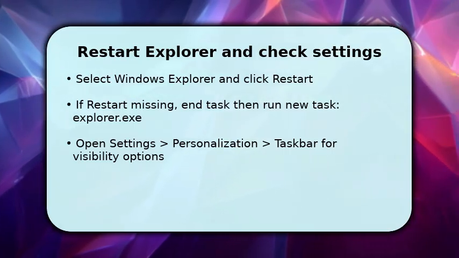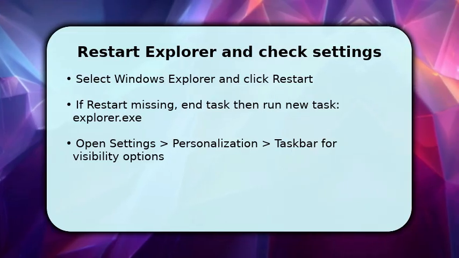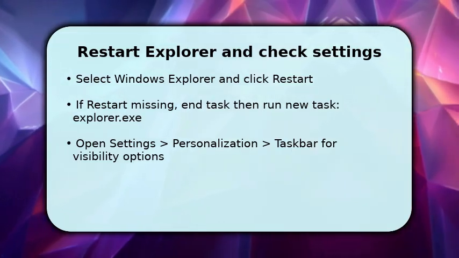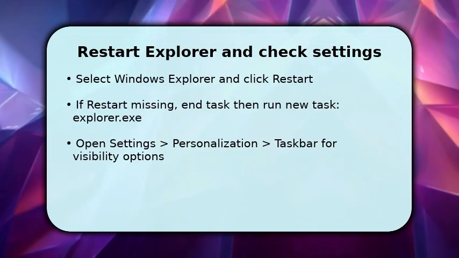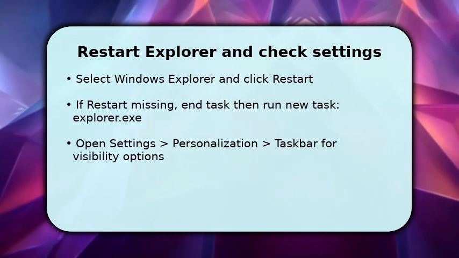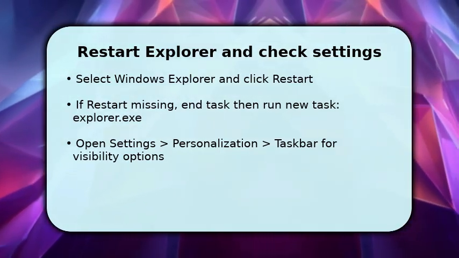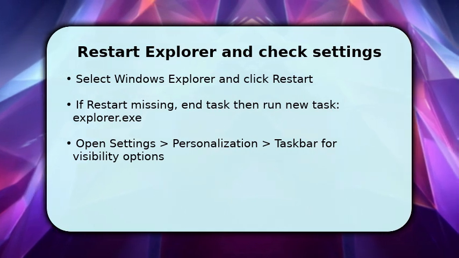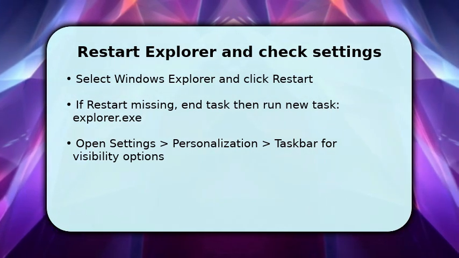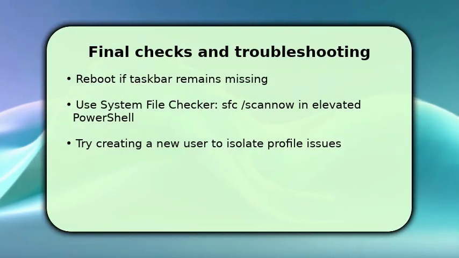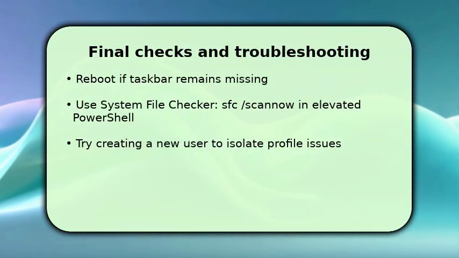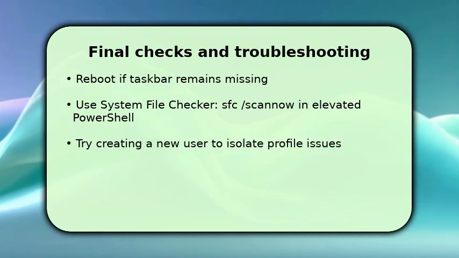Once Explorer is running, open Settings, go to Personalization, then Taskbar to verify visibility and alignment settings. Make sure taskbar behaviors aren't auto-hidden and that multiple displays settings match your setup, because hidden or off-screen taskbars are common reasons it seems missing. If the taskbar still doesn't appear after restarting Explorer and adjusting settings, reboot the PC to apply pending changes.